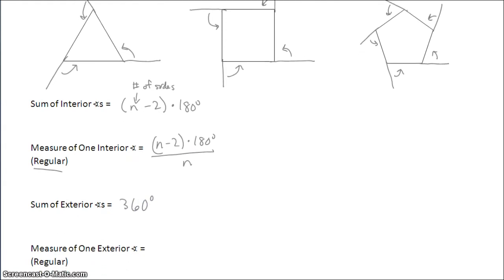Like when I found the measure of one interior angle, to find the measure of one exterior angle, I'm going to take the total and divide by how many sides I have. How many sides will be the same as how many angles. That only works for a regular polygon. So I'm going to take 360 degrees, the total sum of my exterior angles, and divide by the number of sides, n.